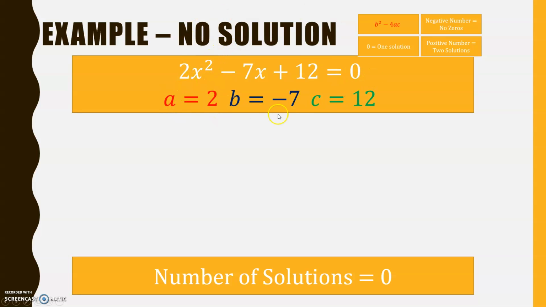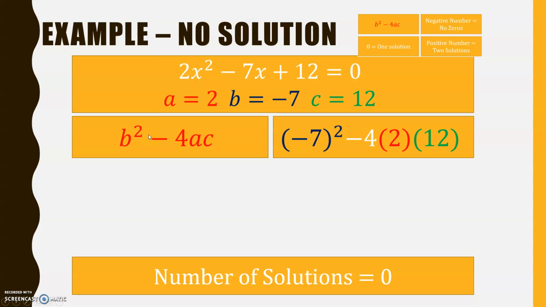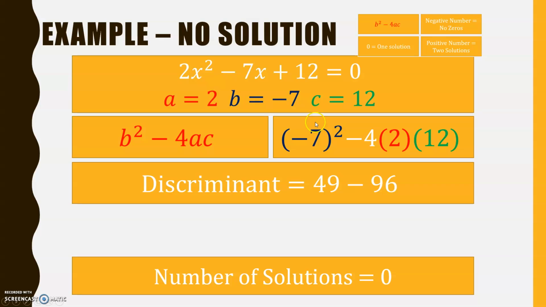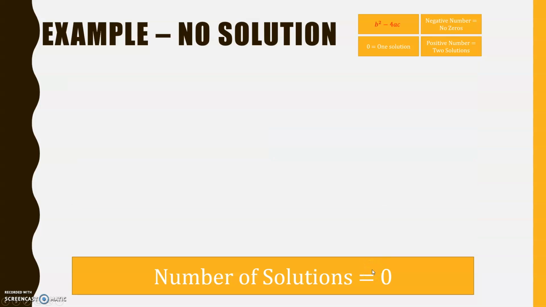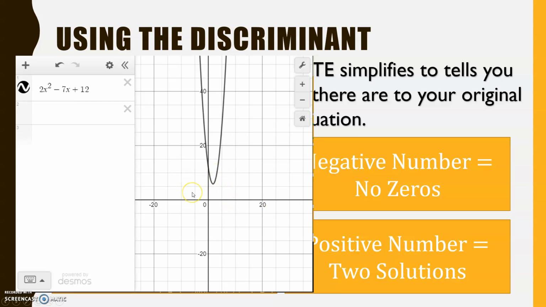So if we find a, b, and c, which is 2, -7, and 12 respectively, we plug that into our discriminant, b squared minus 4ac. So we get b squared, that's -7 squared, minus 4 times a, which is 2, times c, which is 12. To do the arithmetic there, this becomes 49, and if you multiply all of that together, we get 96. And we subtract 49 minus 96, you get -47. Remember, if we get a negative number, that means that there are 0 solutions. It doesn't cross the x-axis at all, something like this.